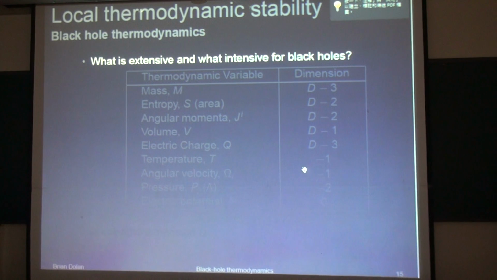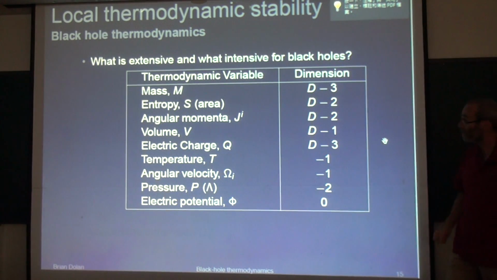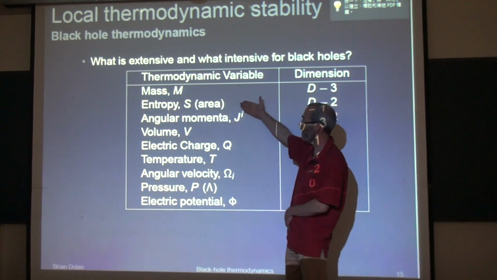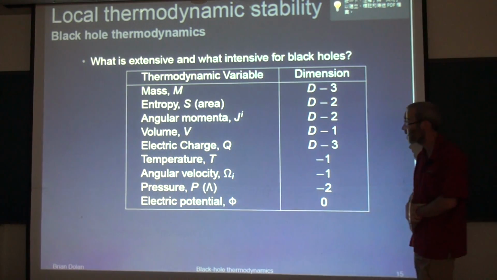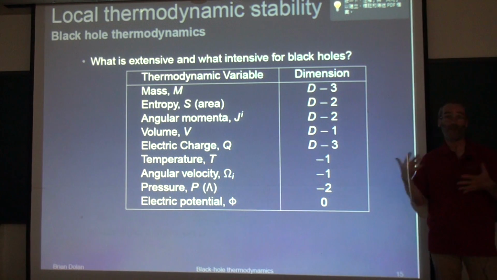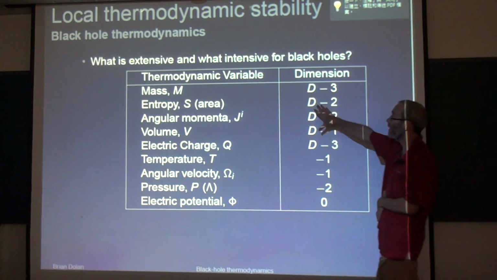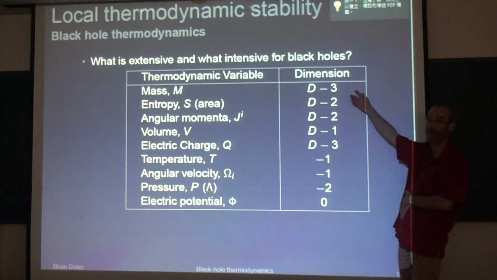So I'm going to make a proposal. If we work out the dimension of the various quantities for black holes, the mass, the entropy, the momentum, the volume, and all the other things we want to have, if you set the speed of light to 1 and use Newton's constant to turn masses into lengths, so Schwarzschild radius becomes Schwarzschild mass, then you can work out the scaling dimension of all of these things, and they depend on the dimension of space-time. Capital D is the dimension of space-time.